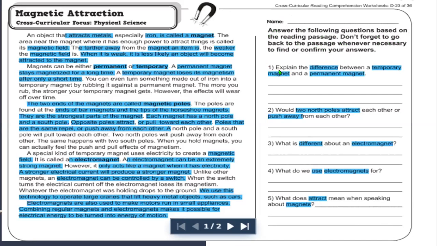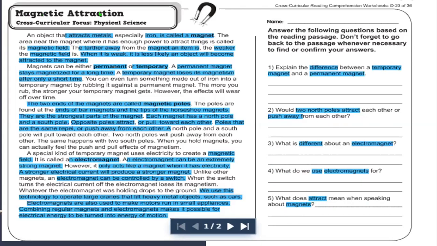Okay, so number one, explain the difference between a temporary magnet and a permanent magnet. Number two, would two north poles attract each other or push away from each other? Number three, what is different about an electromagnet? Number four, what do we use electromagnets for? And number five, what does attract mean when speaking about magnets? So let's see if those questions get answered in this reading.